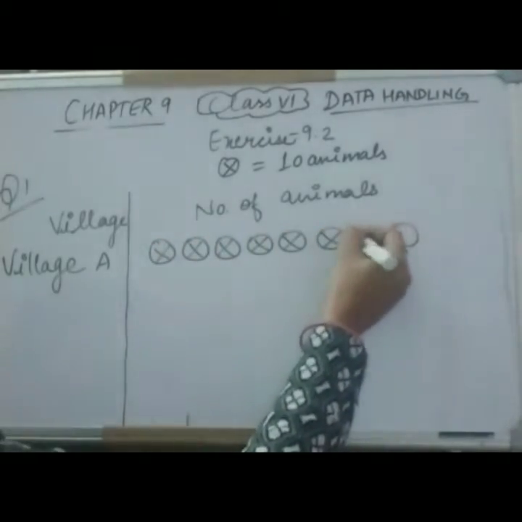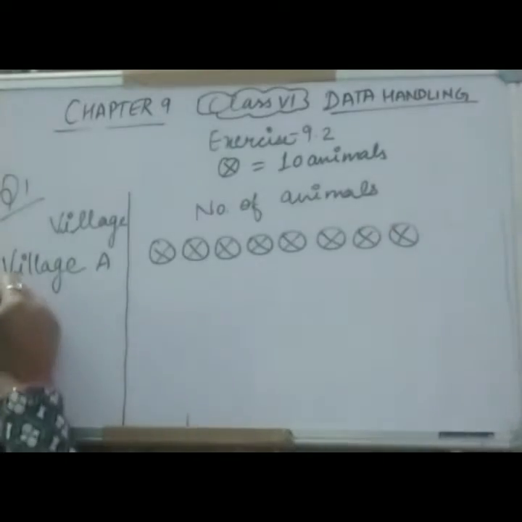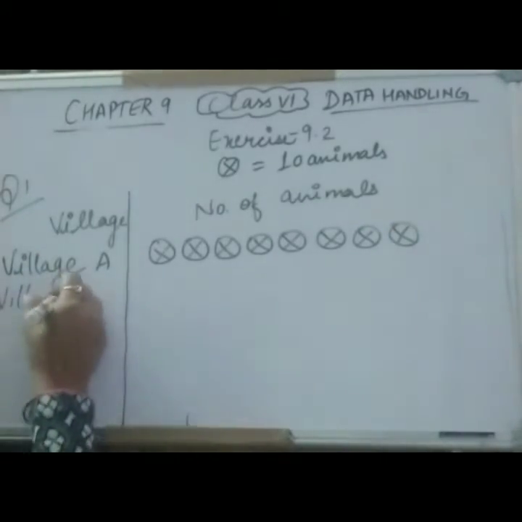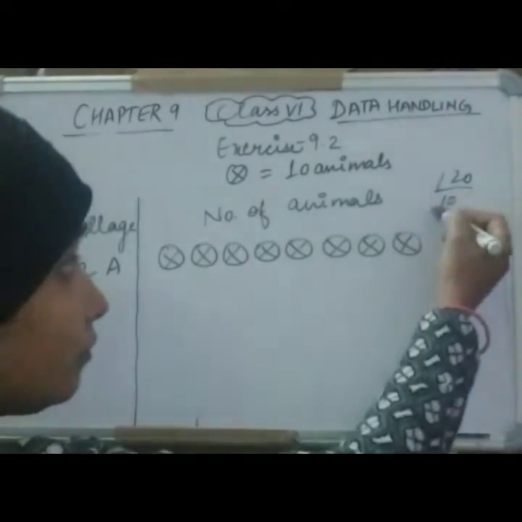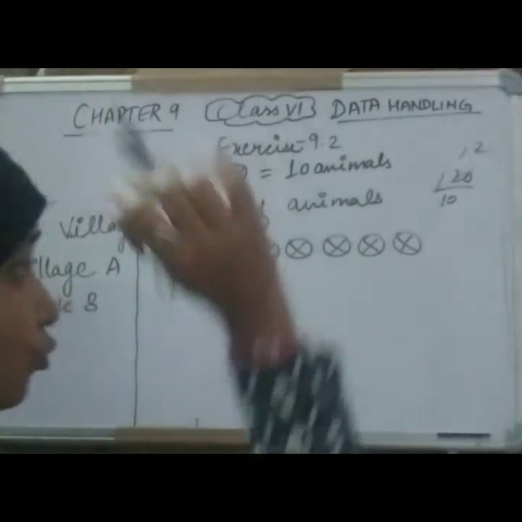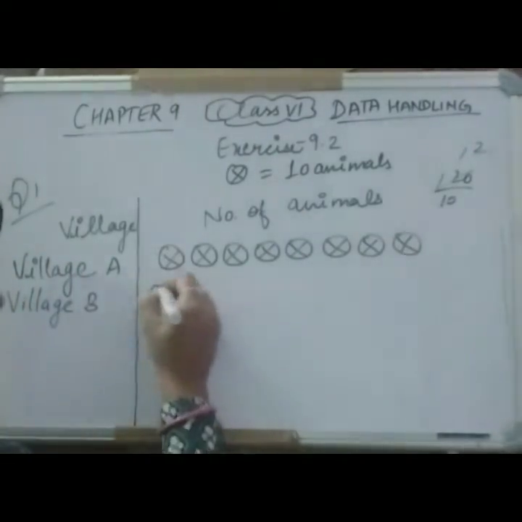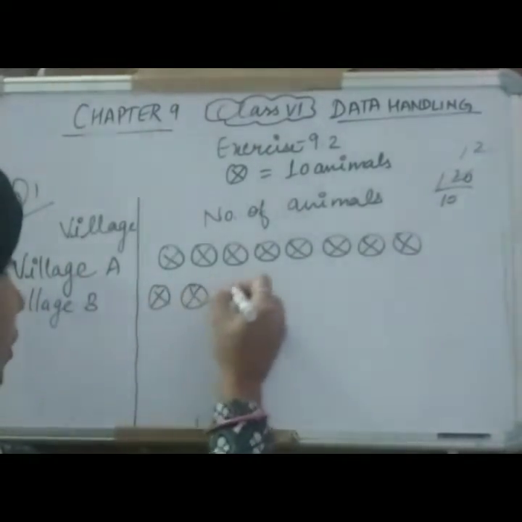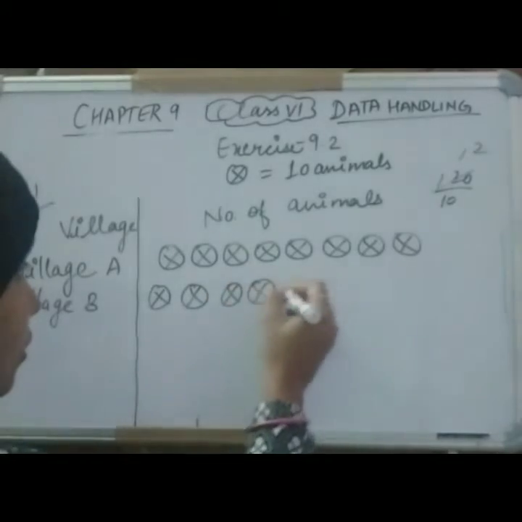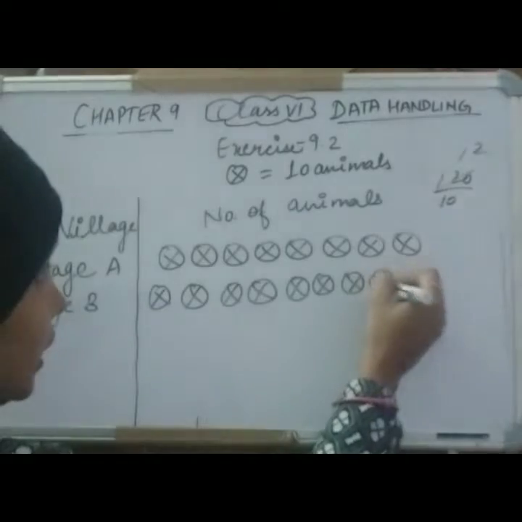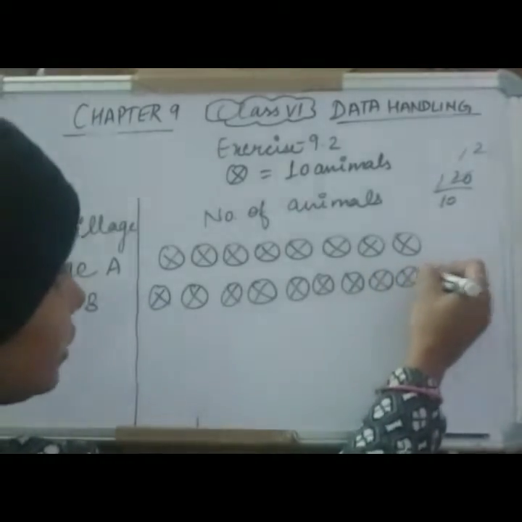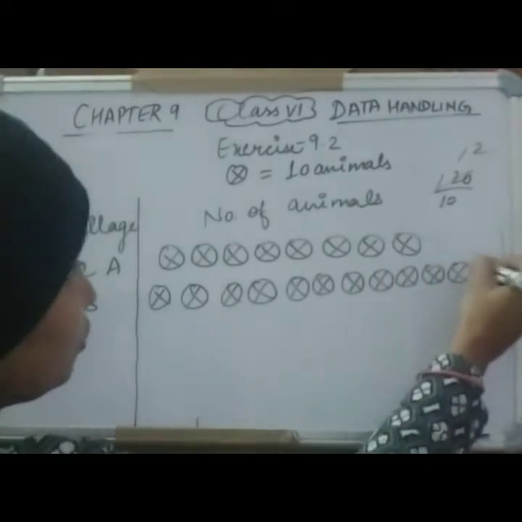Now next one, village B. Village B has 120 animals. If we divide it by 10, we will get 12. So we will make 12 symbols: 1, 2, 3, 4, 5, 6, 7, 8, 9, 10, 11 and 12.